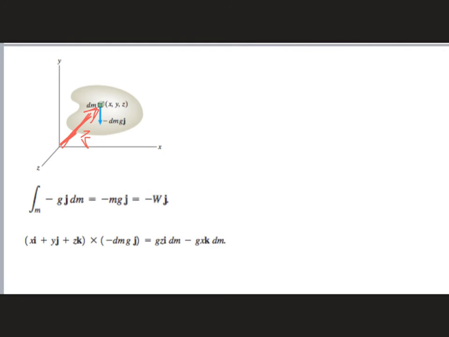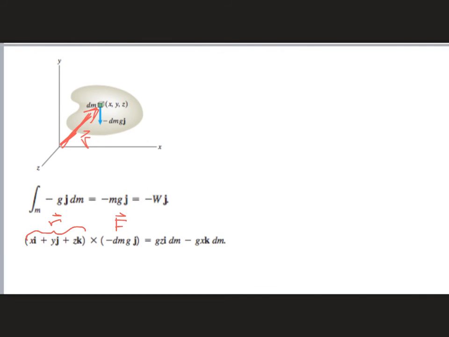But now let's look at the torque, or the moment, as we say in engineering mechanics, because what we have here is the position vector r, and that's crossed with the force.